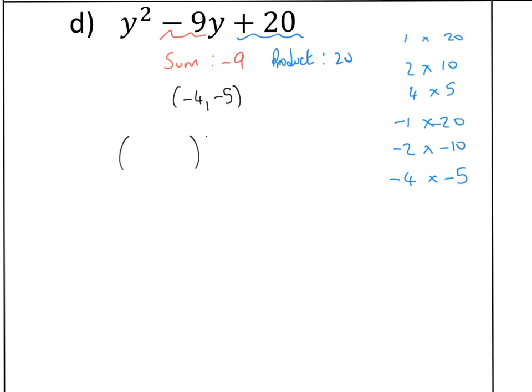So we've got our two brackets. This time it's a y squared, so the first term is going to be y. And then our number terms are the two numbers we just worked out, so it's minus 4 and minus 5.